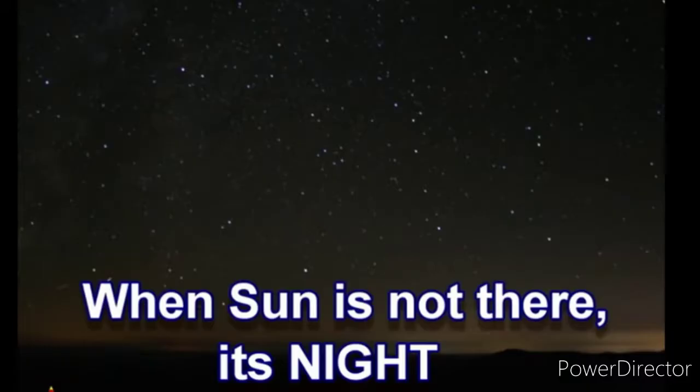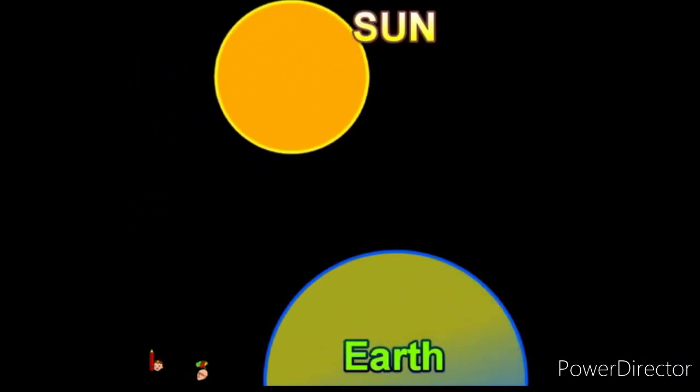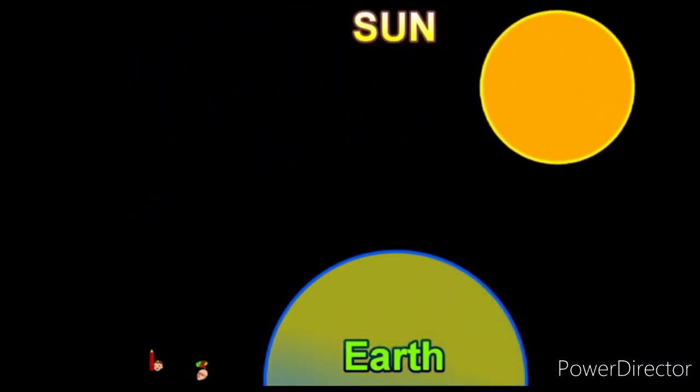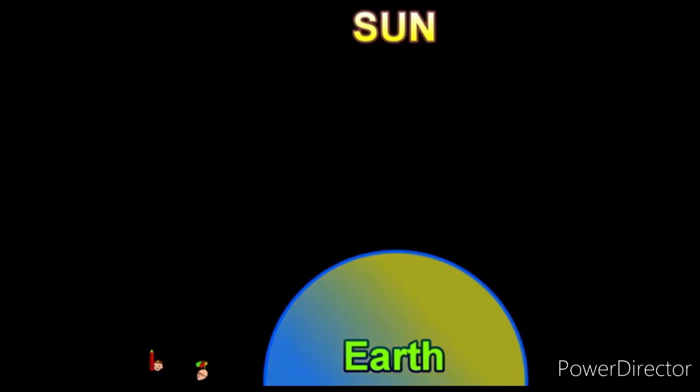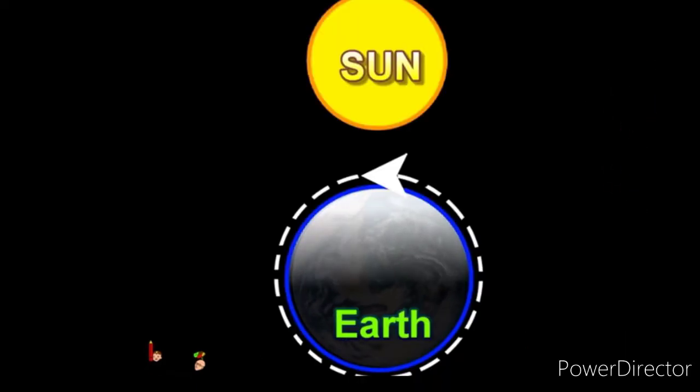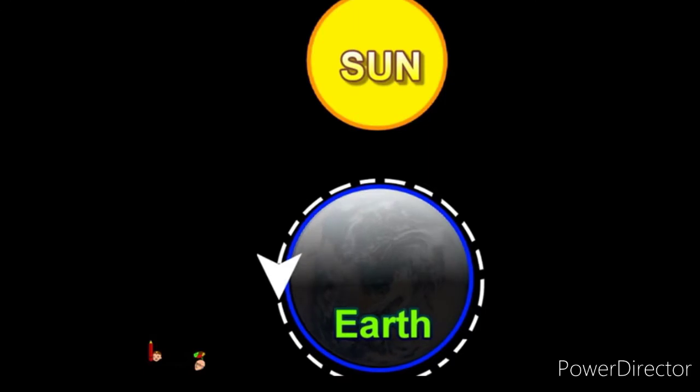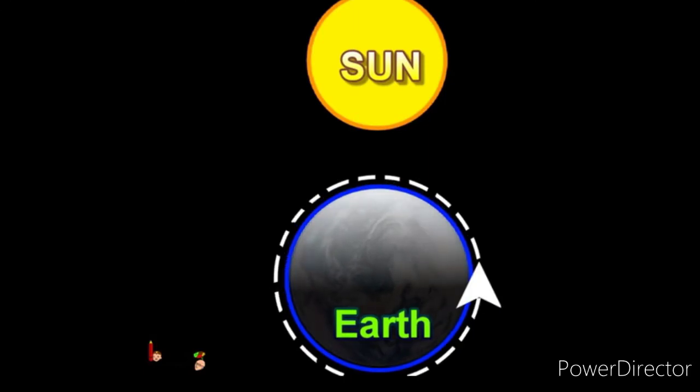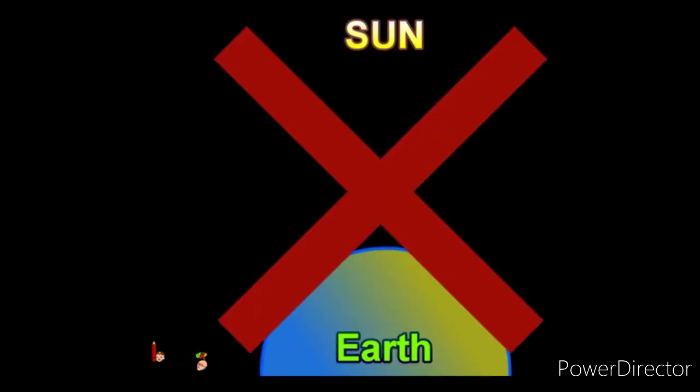So how do the different parts of the earth get light? Every day we see the sun moving from east to west. If the sun is stationary, how does it happen? It happens because the earth is moving. The earth is rotating, not the sun.